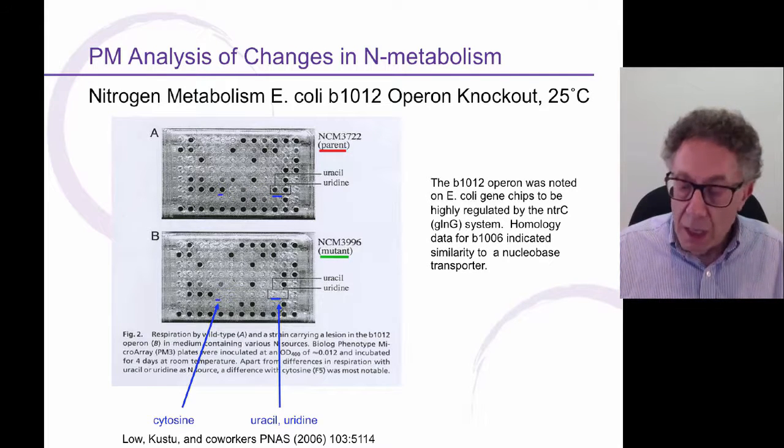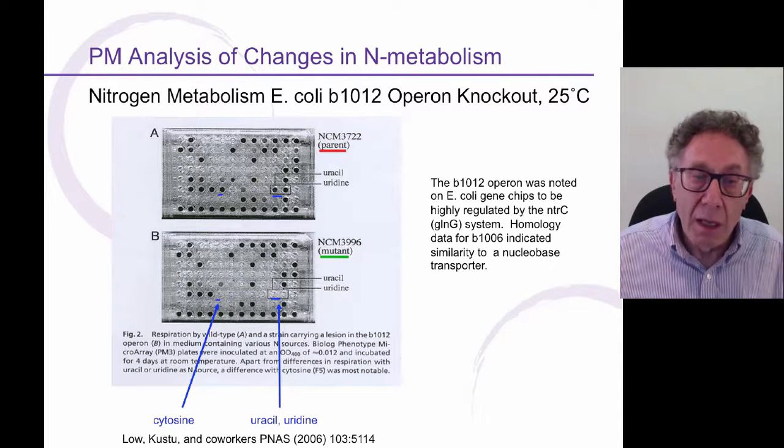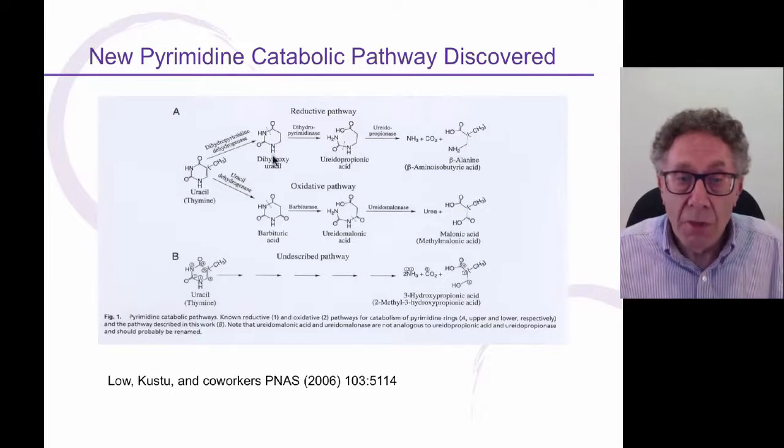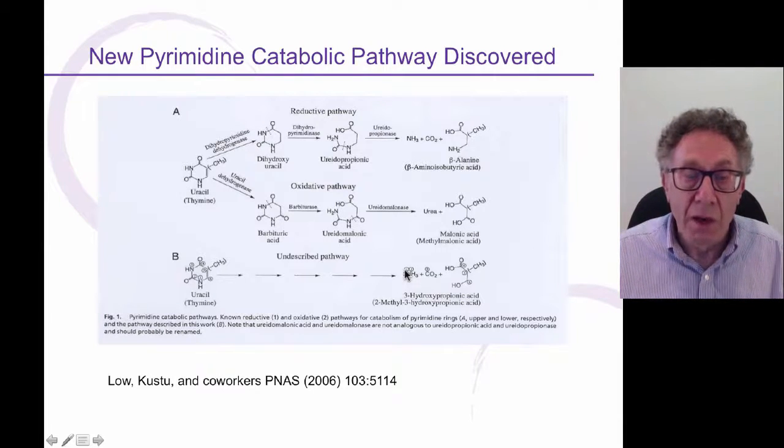And so pyrimidine catabolic pathways had been found in other bacteria and published previously. There were 2 other known pathways, but E. coli uses a different pathway, which they then discovered by using this Phenotype microarray approach.